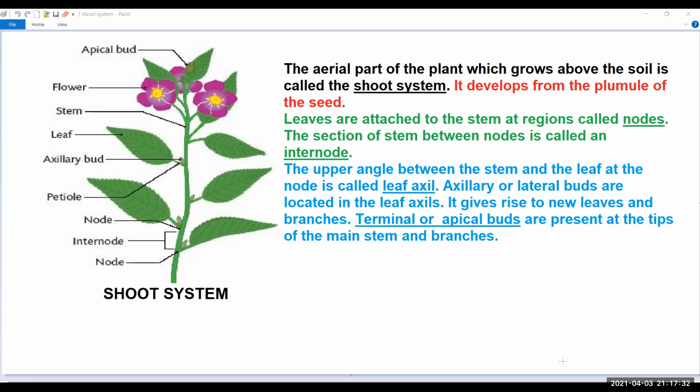The upper angle between the stem and the leaf at the node is called leaf axil. Axillary or lateral buds are located in the leaf axils. It gives rise to new leaves and branches, whereas terminal or apical buds are present at the tips of the main stem and branches.